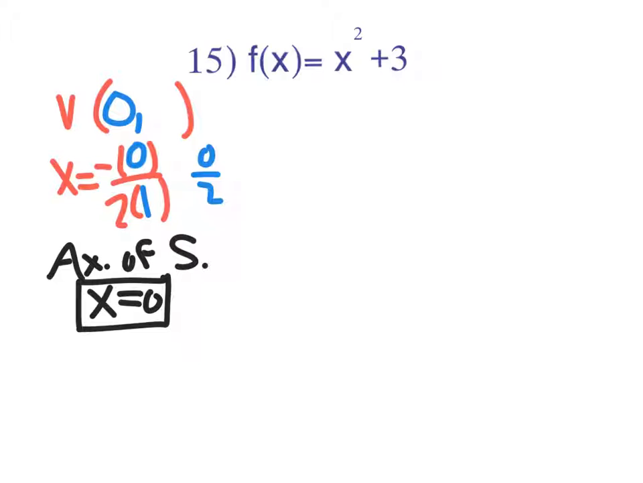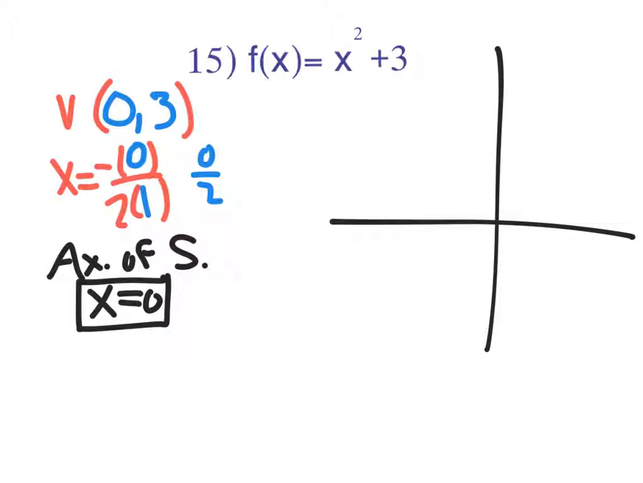Okay, so we still need the y value of the vertex. How do I find the y value if I already have the x? Plug it in. What's 0 squared? 0. What's 0 plus 3? Okay, so the vertex is 0, 3. Let's start sketching this guy. All right, so we have a graph. What's my vertex? 0, 3. Let me go 0 on the x, 1, 2, 3 on the y. It's going to be somewhere down here. There's my vertex.